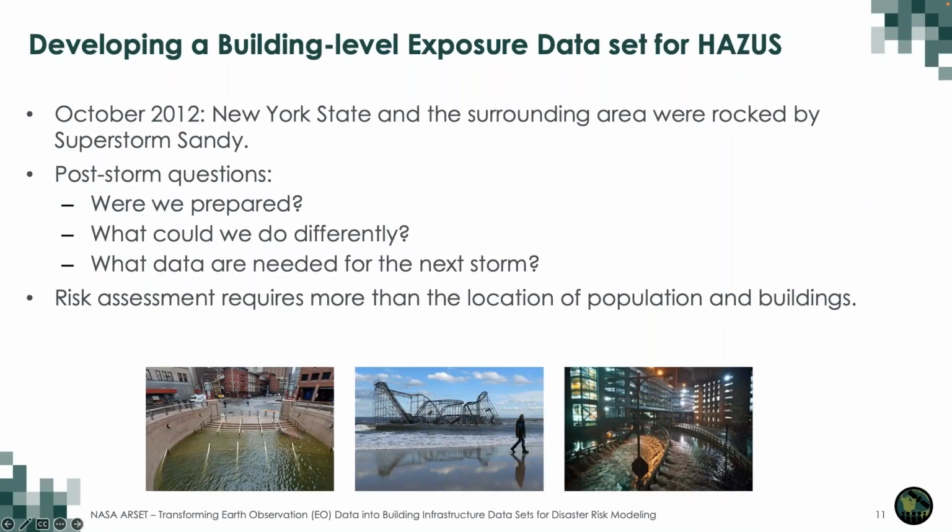So in 2012, New York State and New York Metro were rocked by Superstorm Sandy. It was a large storm, a large hurricane that hit, and you can see some of the photos of flooding and damage across the bottom. And there was a lot of examination of whether New York State, New York City, and different agencies were prepared for this kind of storm. If this kind of storm hits again in the future, what could we do differently? And what data, key for today, what data are needed for the next storm? What would be really useful for preparation?